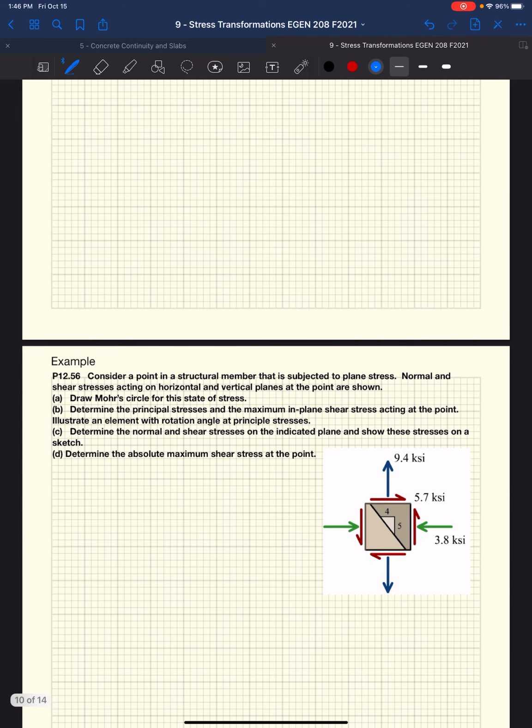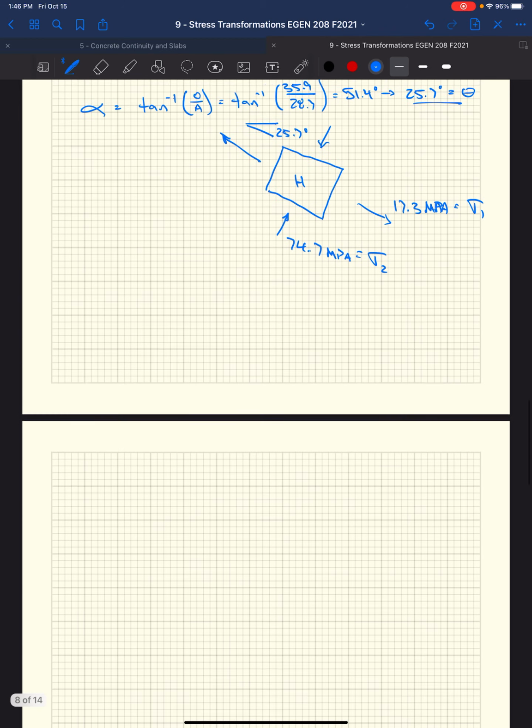Okay. Did I lose it? Yes. All right, so I added an extra page. All right, so we had an example. Your notes don't have this extra page, okay?